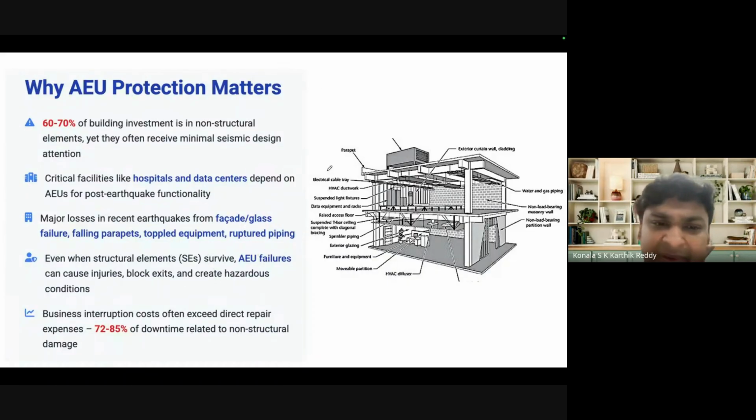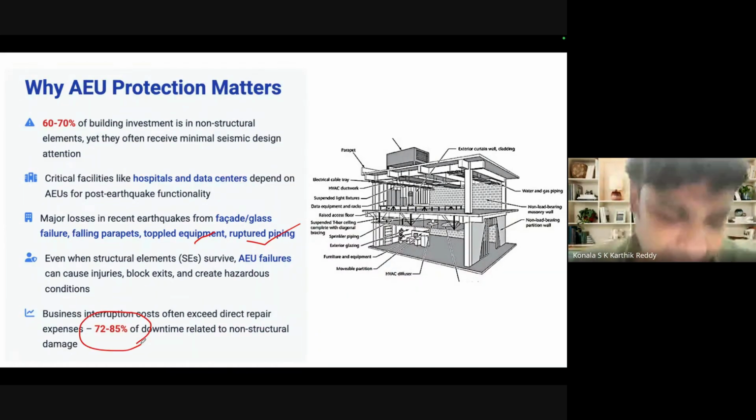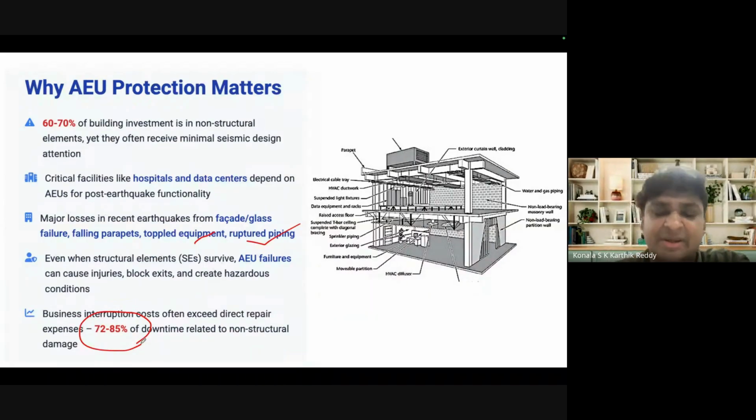And sometimes equipment will be toppled. There might be some rupture of pipings also. Parapets might also fall down. And the second thing is the time taken for you to recover. As I said to you, restoring these non-structural elements, especially these pipings and all, is going to take much higher time than treating your structural elements. So here is your downtime. If structural elements hardly take some 25% of your time to repair and rehabilitate, non-structural elements are going to take some 70% of your time.